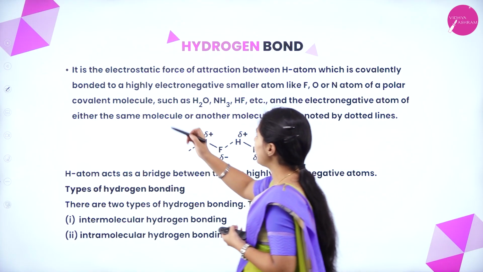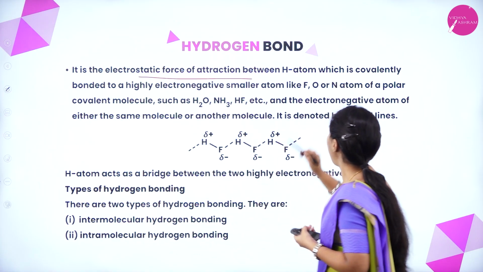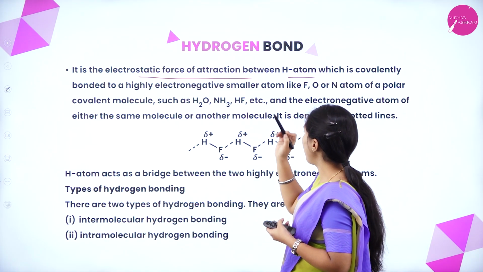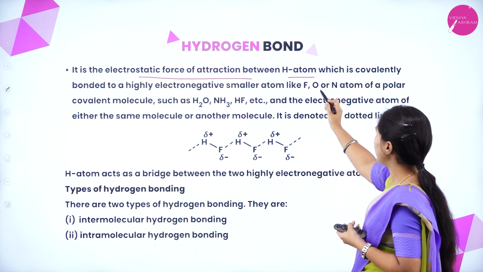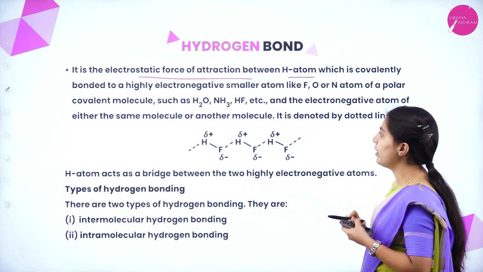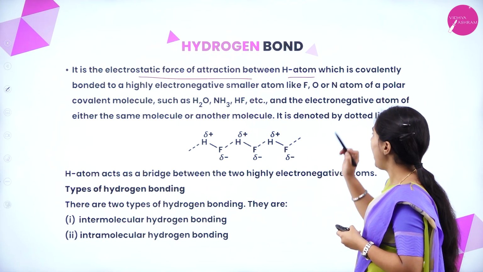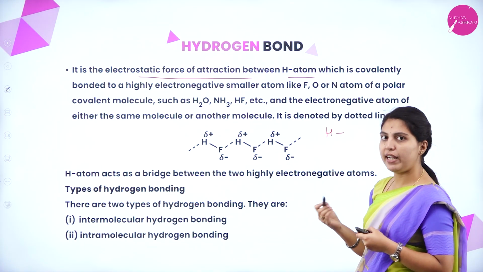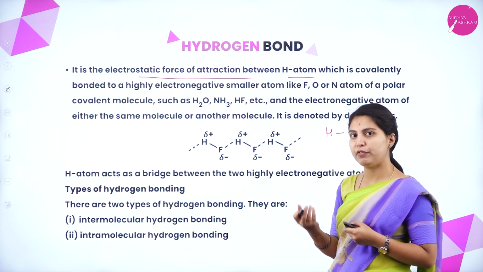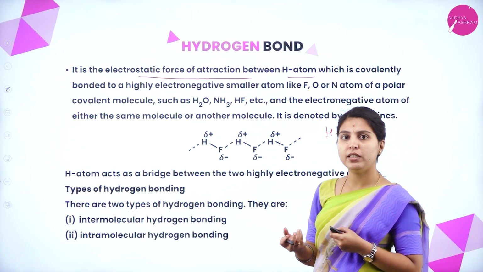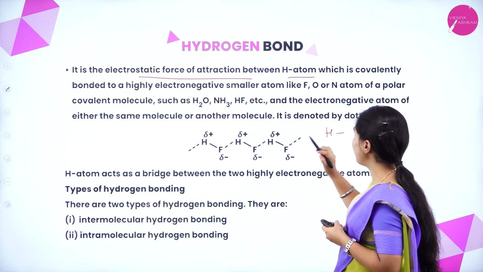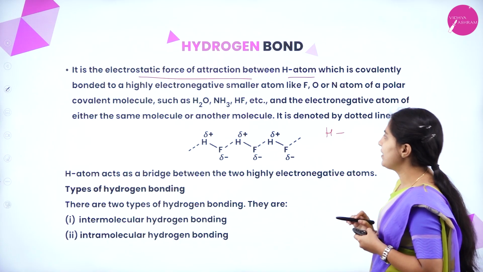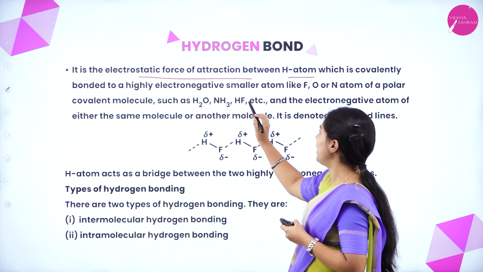It is the electrostatic force of attraction between a hydrogen atom which is covalently bonded to a highly electronegative smaller atom like F, that is fluorine, oxygen or nitrogen atom of a polar covalent molecule. Hydrogen will always be covalently bonded with a highly electronegative atom. Highly electronegative means it may be chlorine, fluorine, nitrogen, bromine, smaller atoms such as in H2O, ammonia, HF, etc.